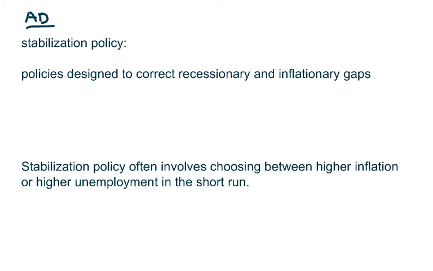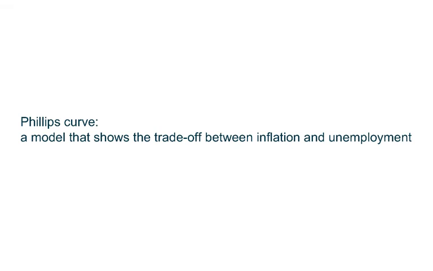One way to model this challenge of having to trade off between higher inflation and higher unemployment is something called the Phillips curve. So the Phillips curve is a model, a graph, that shows the trade-off between inflation and unemployment. And there are two Phillips curve models. There's one for the short run and one for the long run, and yes, they look different.